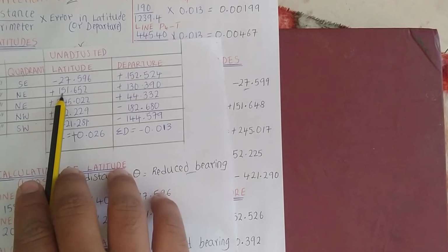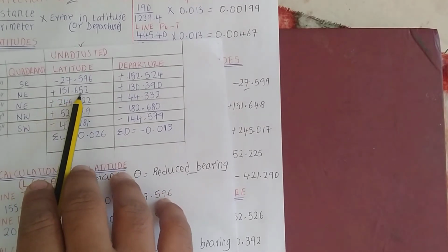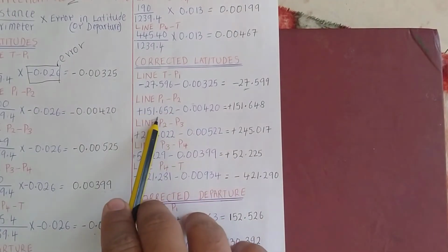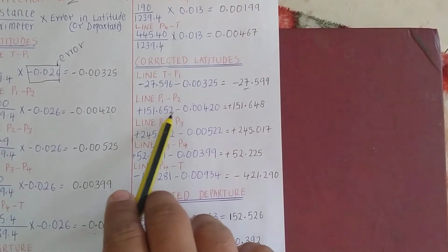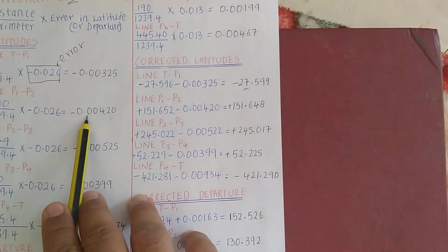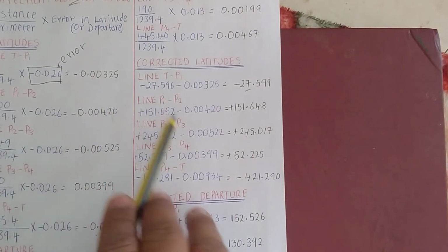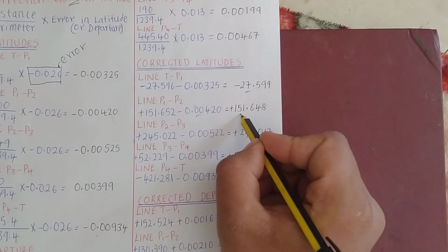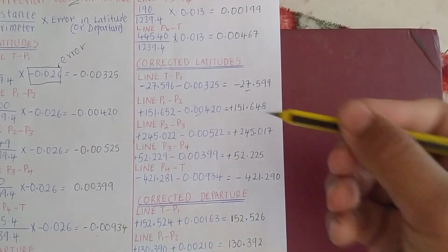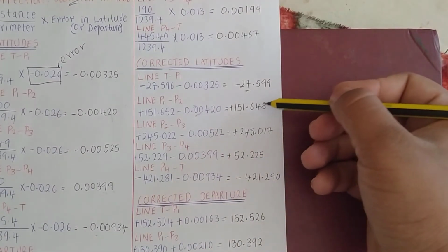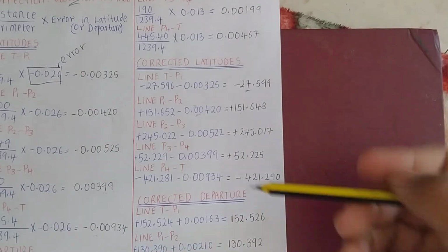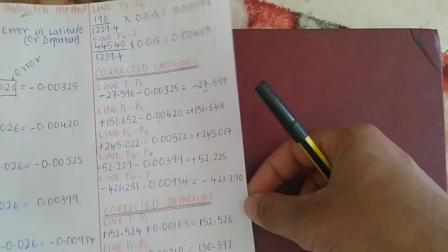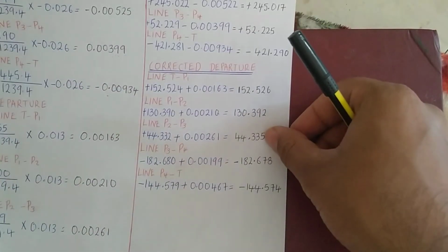The latitude was 151.652. So I took that and then I took the correction, which was 0.00420, which is this one. And then when I subtracted, I got my answer as positive 151.648. So you can calculate for the other lines I've showed you. Also the departure, we shall do the same.